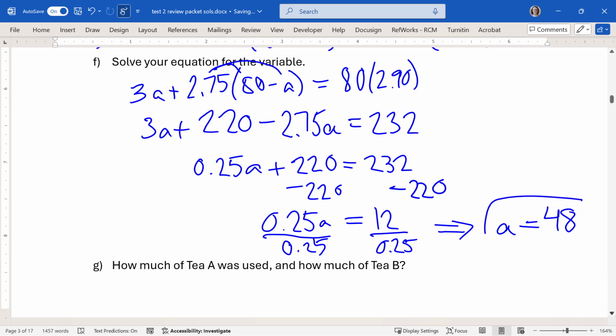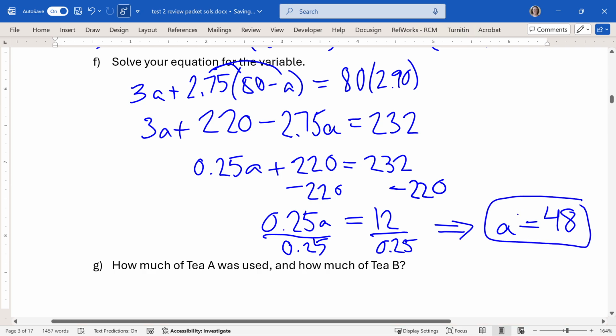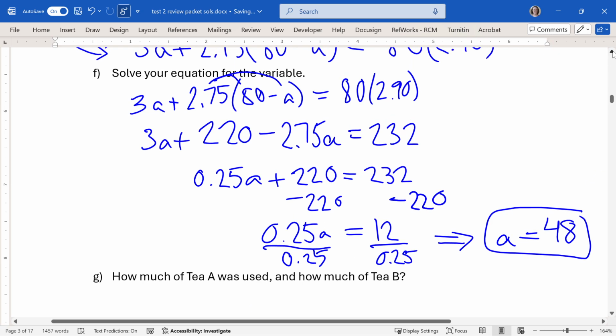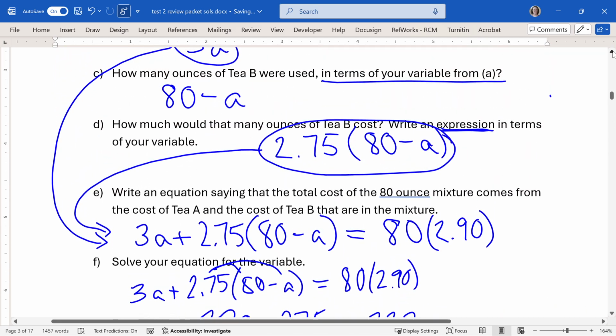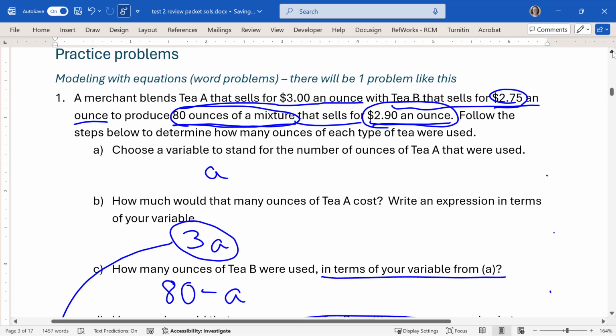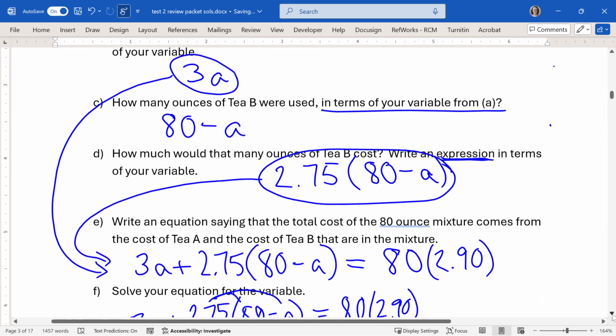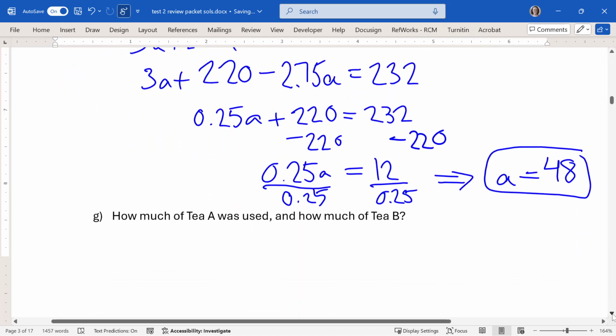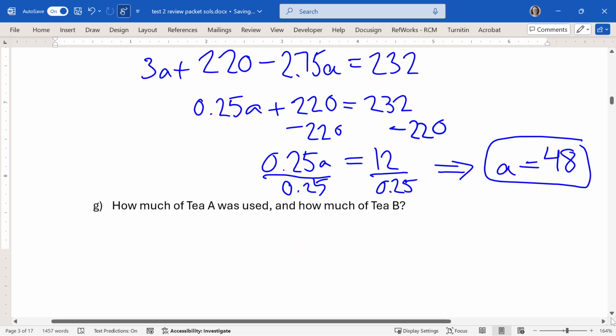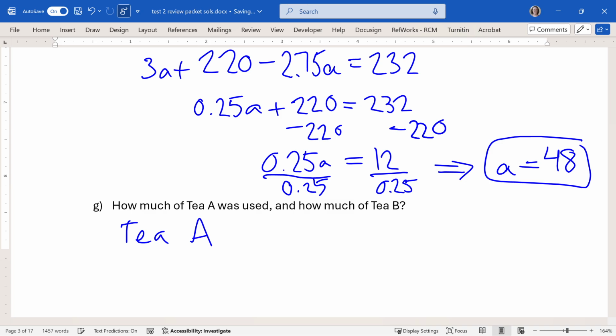So now let's think about whether this answer makes sense or not, because this is telling us that we used 48 ounces of TA. Is this a sensical answer or is this nonsensical? So let me look back at the problem. Right, the total mixture is 80 ounces, so for one of the teas to be 48, yeah, it could be 48. If you got like 100 or something, or a negative number, then it's completely wrong. Something went wrong. Okay, so this is saying TA, we used 48 ounces.